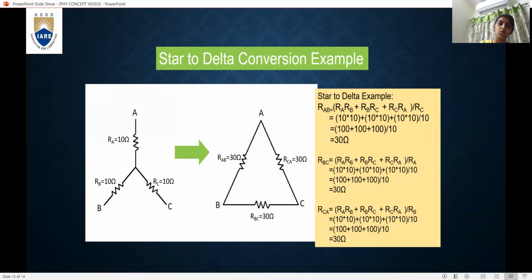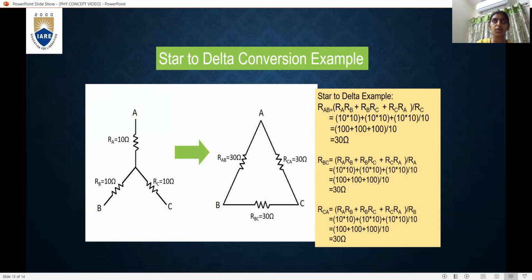And coming to the conclusion, why do we use star to delta conversion, or why is it important, or why is it needed? In many cases, to solve complicated circuits, star to delta conversion or delta to star conversion are very useful. This will minimize the length of the sum, and it will also reduce the time. So we can save the time that is taken to solve, and the complexity of the problem is also reduced.